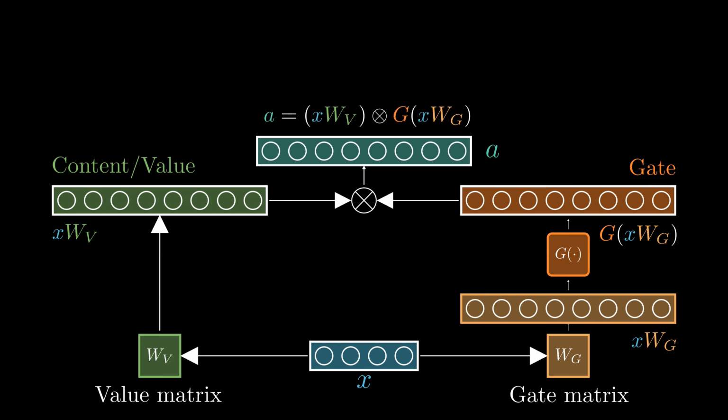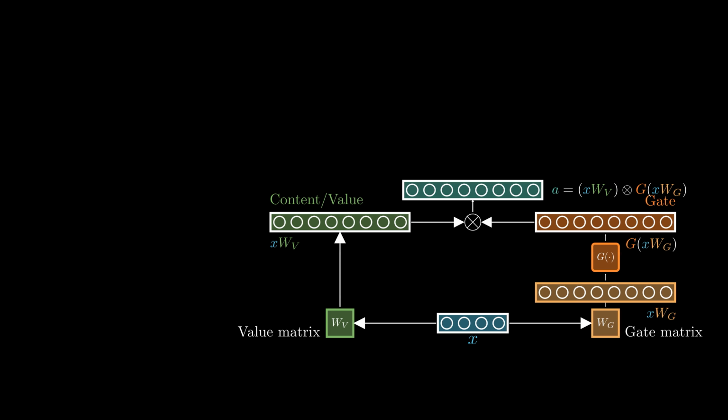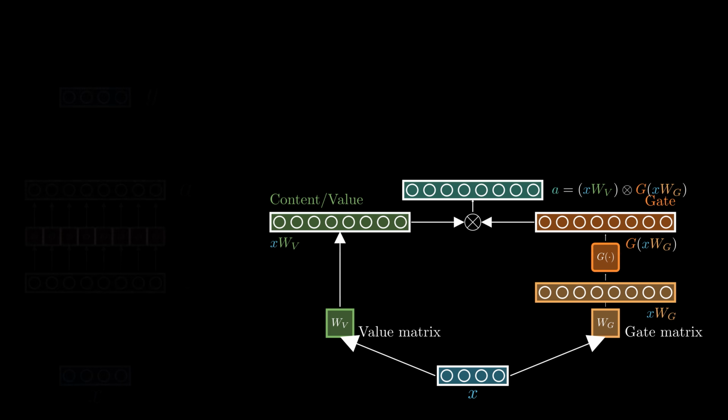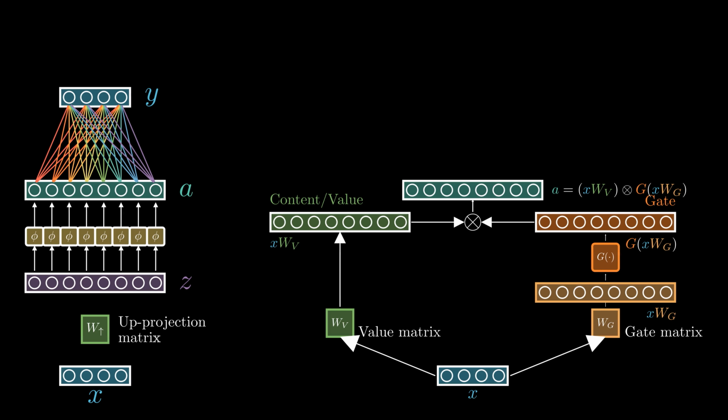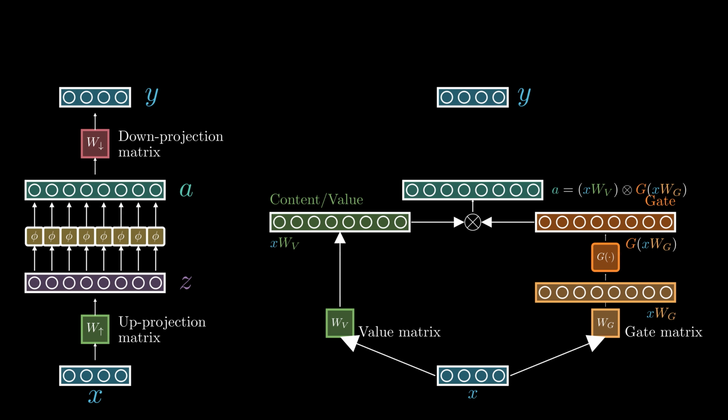We are now ready to build a feedforward network with gated linear unit activations. On the left, we show the standard two-layer MLP. We represent the first linear layer with the up projection matrix WUp, and the second linear layer with the down projection matrix WDown. For a feedforward network using GLU activations, we also need to project the activation vector back to the input dimensionality. We call this the output projection matrix WO.